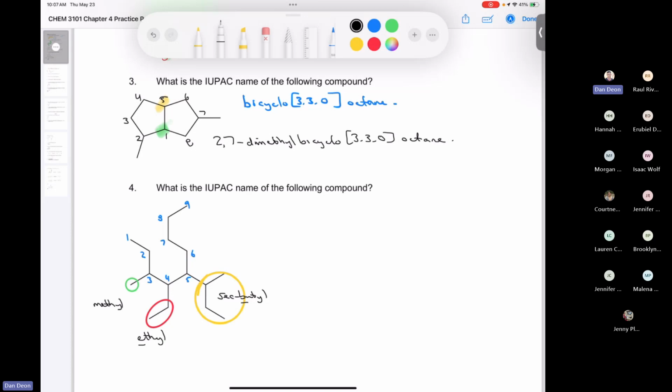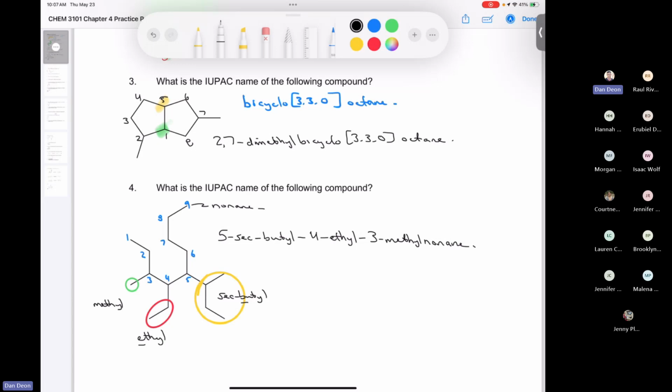And then if there's 9 carbons, this is some kind of nonane. And so we put the substituents in alphabetical order. So we have 5 sec butyl, 4 ethyl, 3 methyl nonane. All right, longest carbon chain. It has to go from highest to lowest.